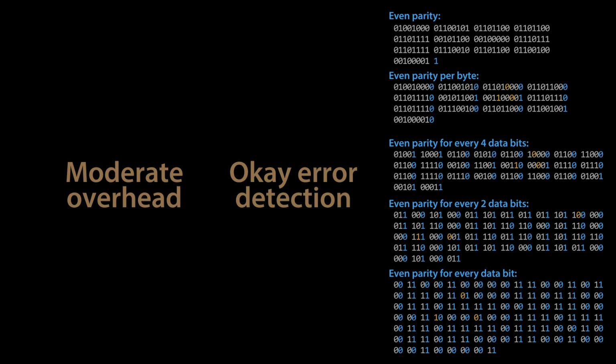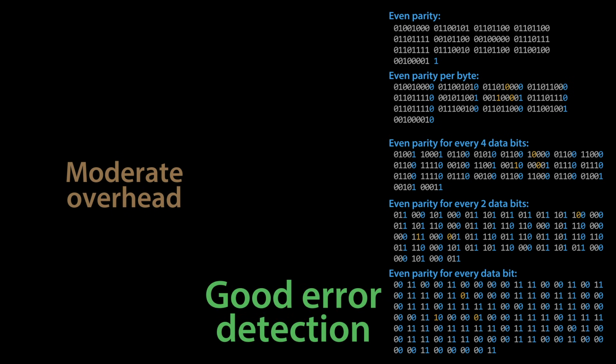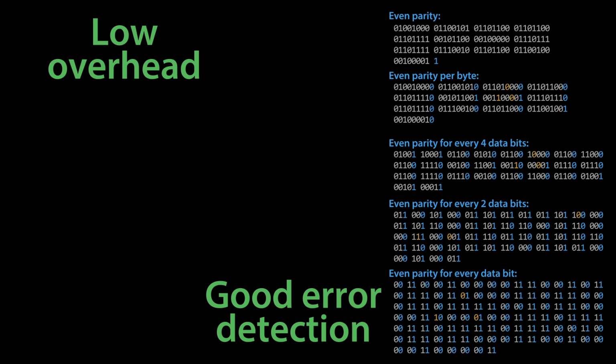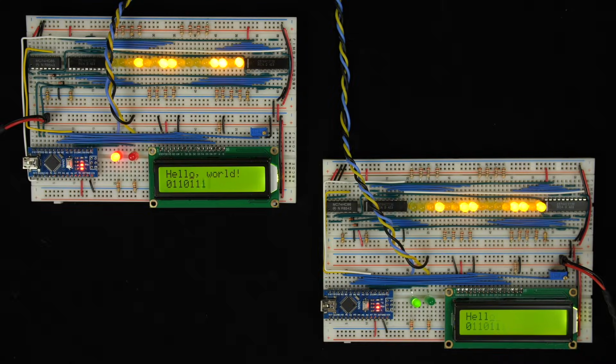But even so, there are times when you want the best of both worlds. You want to detect multiple errors close together, and you want to minimize the number of extra bits you have to send. So what then? Well, there are more complex techniques for error detection that can get you closer to the best of both worlds, and that's what I'll talk about in the next video.